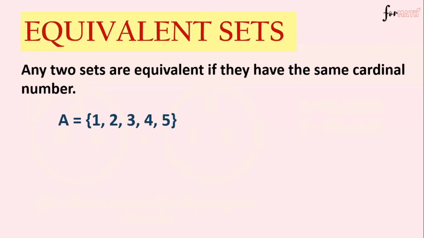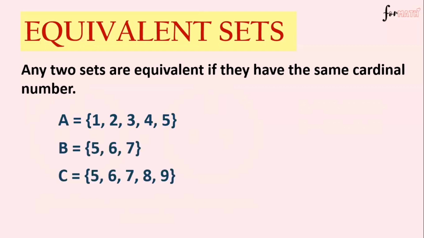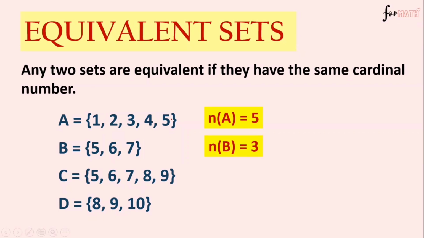Example, if A is 1, 2, 3, 4, 5, B is 5, 6, 7, C is 5, 6, 7, 8, 9, and then D is 8, 9, 10. So kunin natin yung cardinality nung bawat set na yan. So we have set A. Cardinality ng A natin ay 5. It's because how many elements do we have in set A? 1, 2, 3, 4, 5. Next is for the set B, we have 3. Kasi 3 ang elements niya. Set C is 5. And then for the set D is 3.